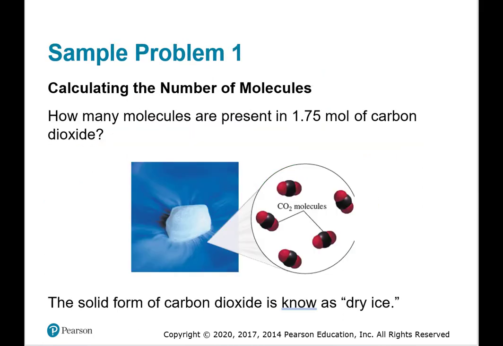Let's look at a sample problem. What if I have 1.75 moles of carbon dioxide? And it shows us that here's a carbon dioxide molecule, 1 carbon and 2 oxygens on either side. This solid carbon dioxide is known as dry ice.